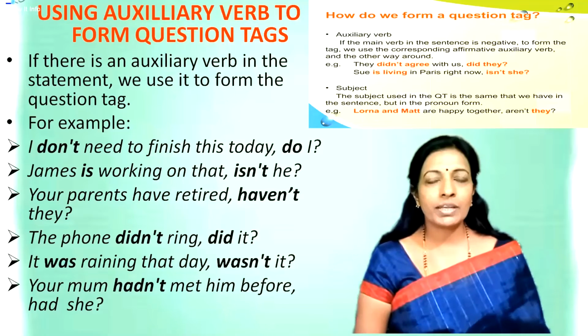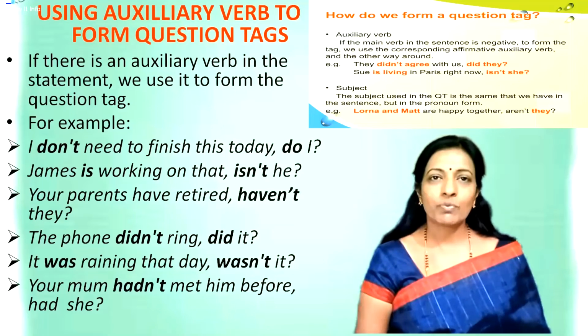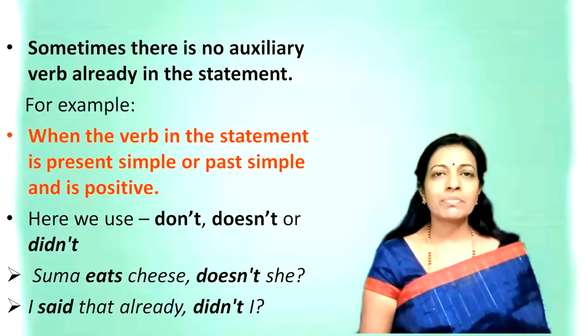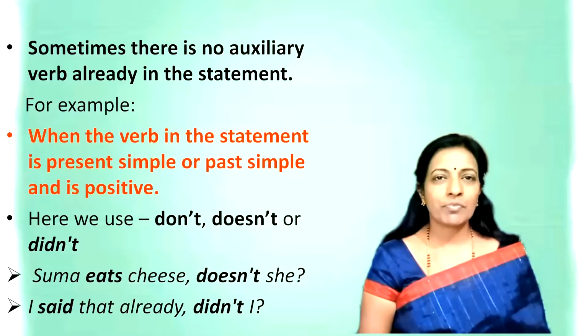The phone didn't ring, did it? It was raining that day, wasn't it? Your mum hadn't met him before, had she? From all these sentences, we can make out that the auxiliary verb and the pronoun form are used while forming the question tag. Sometimes there is no auxiliary verb in the statement.